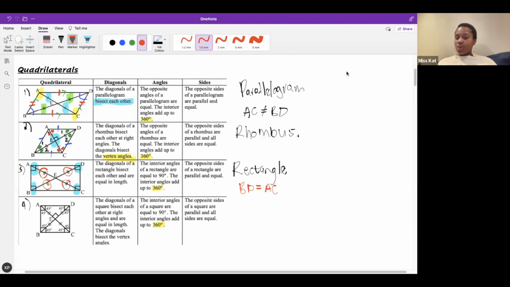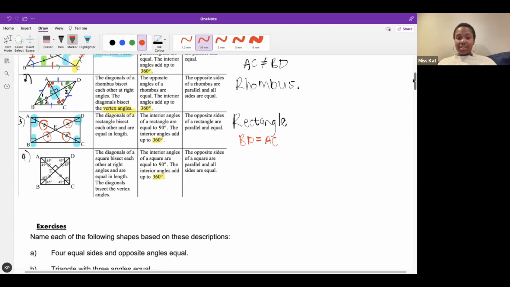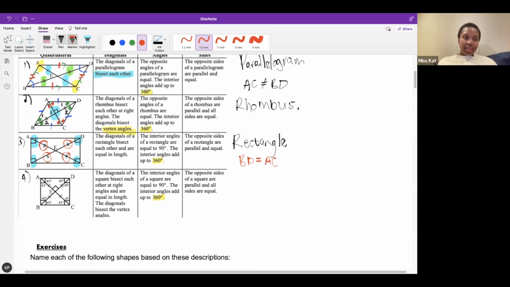Now let's look at a square. There's a lot going on here. This is a square. Now the diagonals bisect each other. Again, it has all 90s, including in the middle. The diagonals also bisect the angles at the side, and the diagonals are equal.